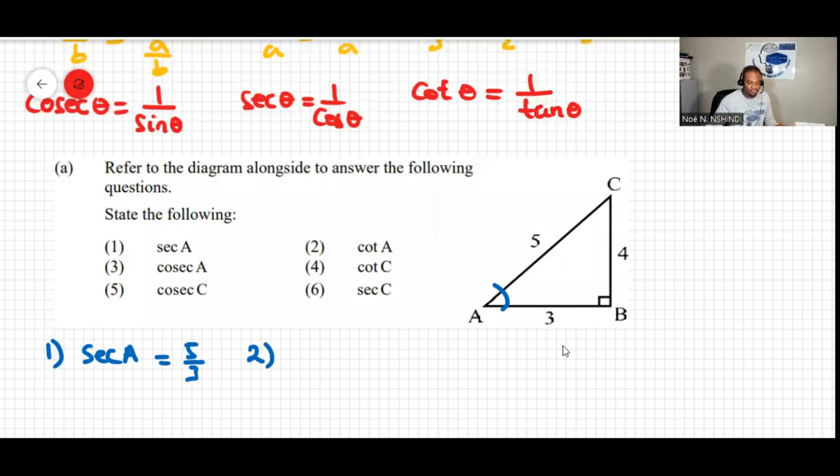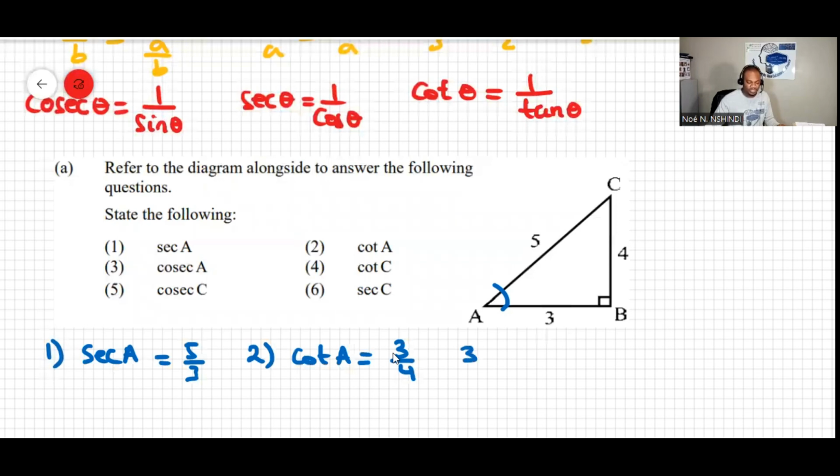Question 2 would be cot of A. We know that cot is the reciprocal of tan. Tan is opposite over adjacent. Now the TOA, remember, TOA, tangent equals opposite over adjacent. So now, because it's the reciprocal, we're just going to switch the denominator and the numerator. So this is going to be 3 over 4 instead of 4 over 3.